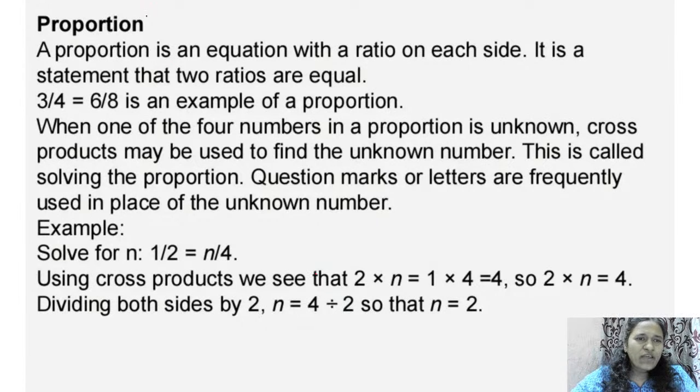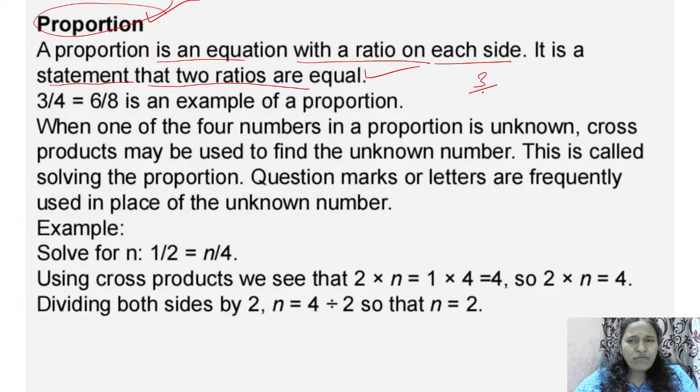Okay, then what is a proportion? A proportion is an equation with a ratio on each side. It is a statement that two ratios are equal. Proportion means we are comparing two ratios. If 3 by 4 is equal to 6 by 8, we are comparing these two ratios. These are called a proportion.